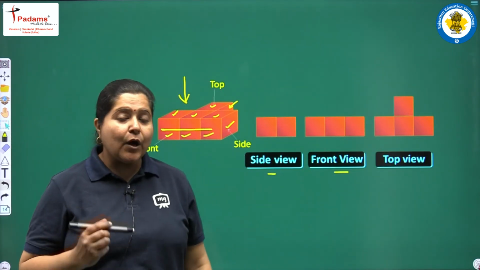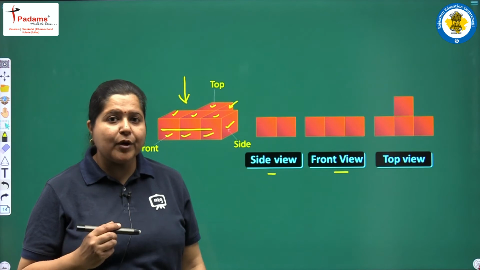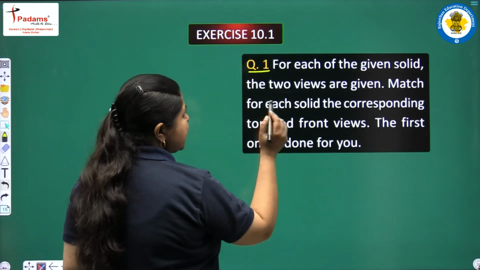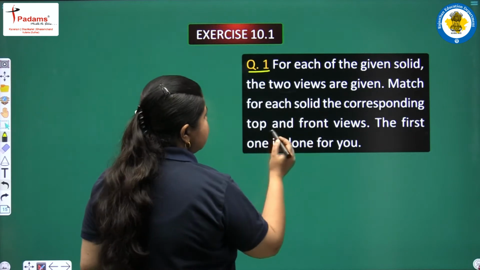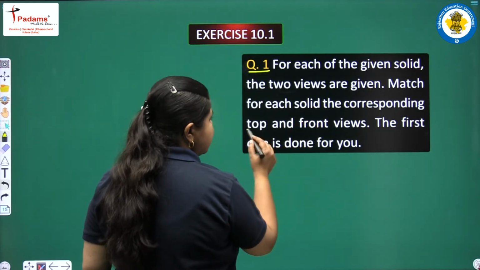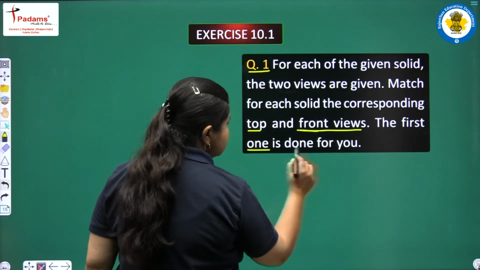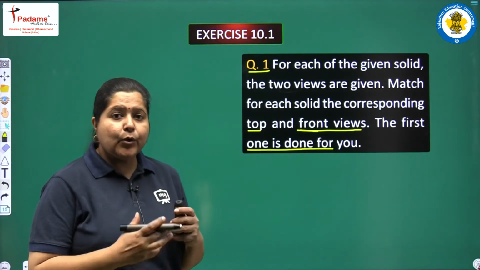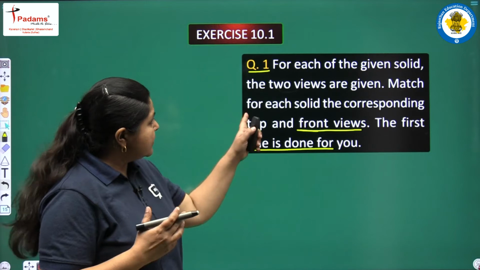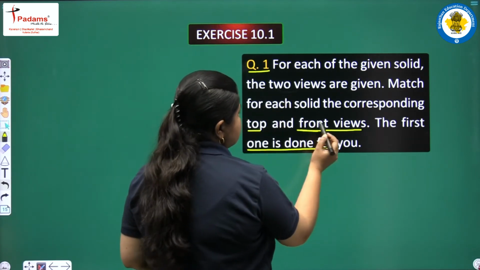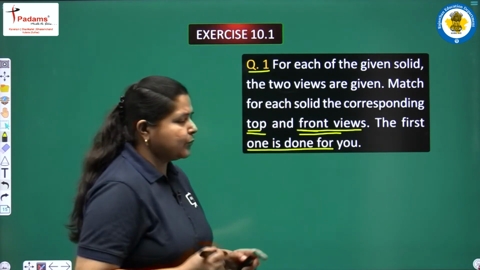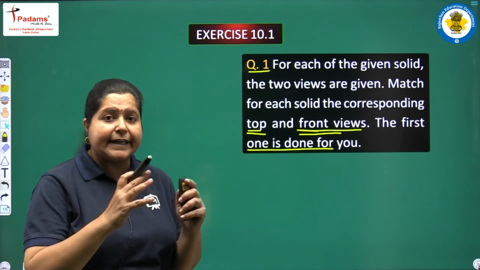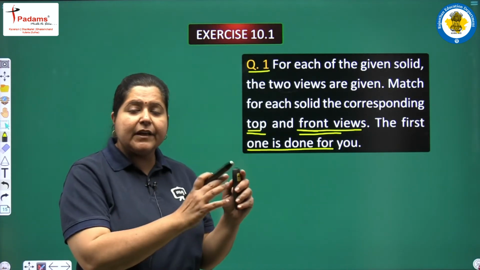So on this basis, now we can start exercise 10.1 from your book. Let us see what it says. This is the first question. For each of the given solid, the 2 views are given. Match for each solid the corresponding top and front views. The first one is done for you. Actually in the book you have a lot many pictures, then you have been shown the top view and front view of each of those objects. Randomly they have been shown, and you have to match the correct view from the same given object.